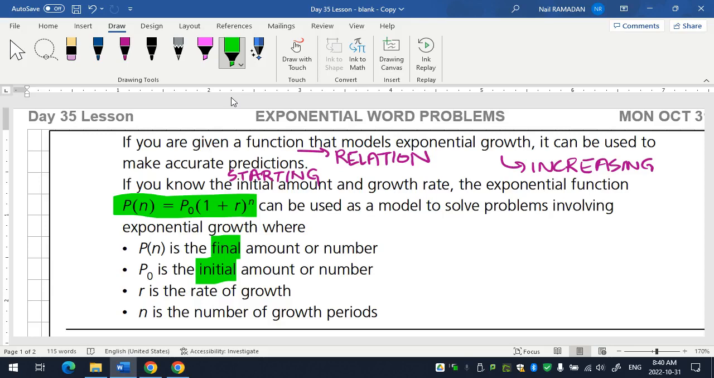Good. R is the rate of what? Rate of growth. And N is the number of growth periods. How many times did the population increase, and so on and so forth. Okay. Now let's talk about the opposite.